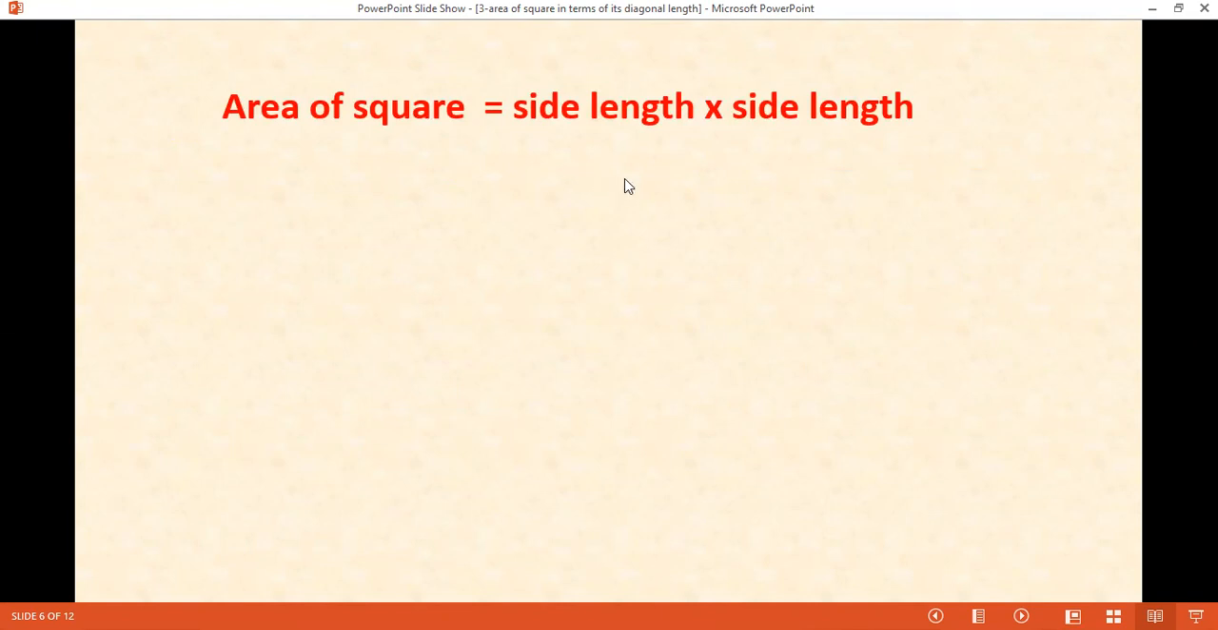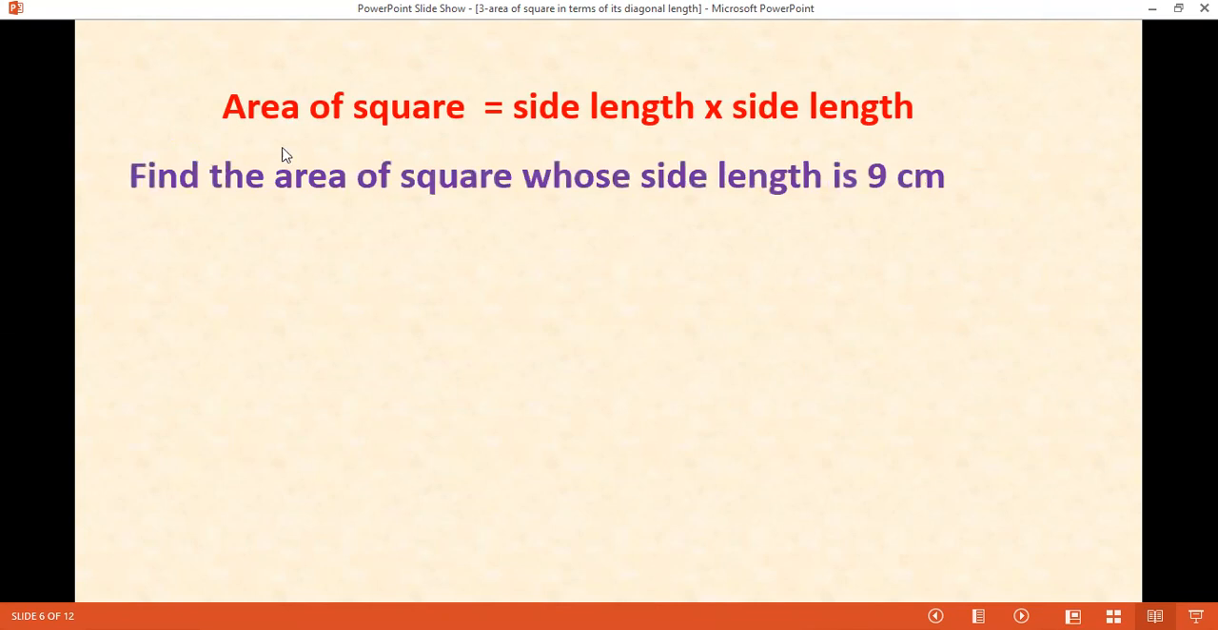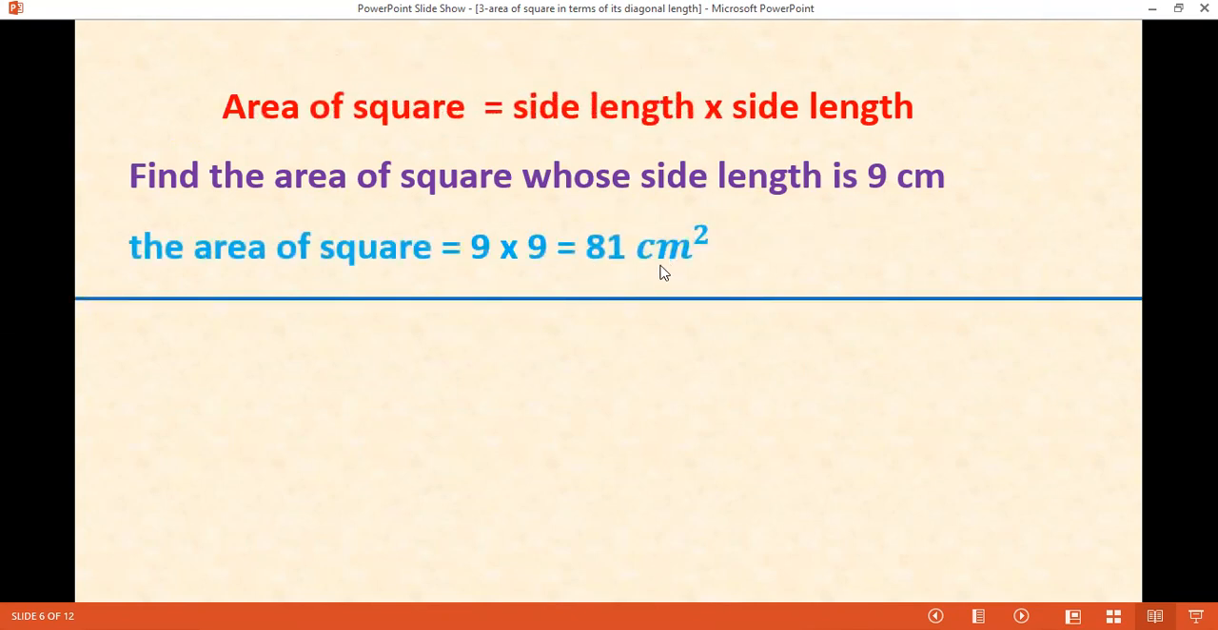Area of a square, as we know, is side by side. So if they tell me to find the area of a square whose side length is 9, what do I have to do? I have to write the rule and say area of a square equals side by side. Then I put 9 by 9, it will be 81 centimeter square.